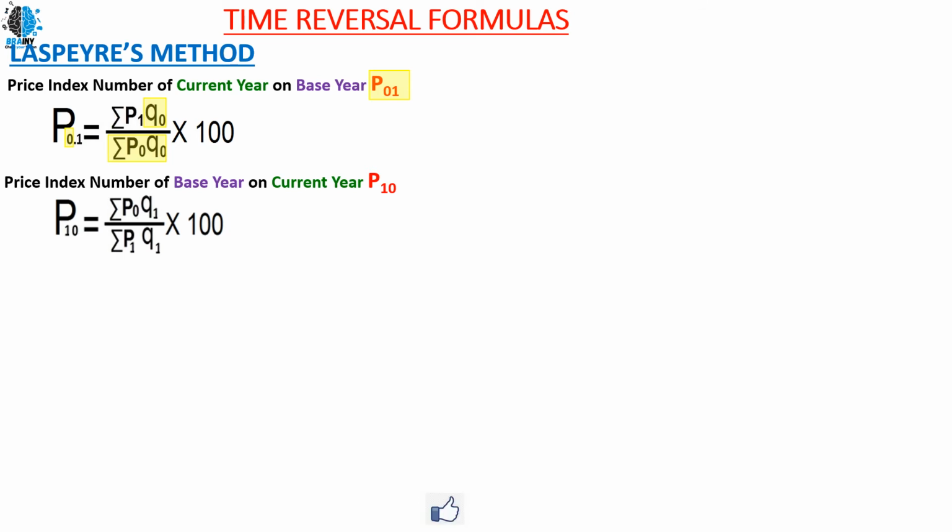Okay, and the formula is P01 because here 0 is our base year. Next, the base year is our current year and the current year is our base year. So let's see P10. Our base year is now our current year, so we have 1. In the Laspeyres method the author has given the weight to the base year, but our base year is our current year here, so you can see Q1. So this is the comparison of the P01 and P10 formulas, that is, the time reversal formulas under the Laspeyres method.